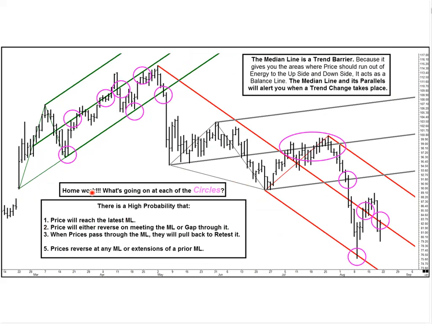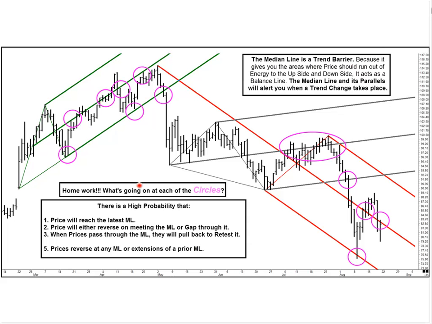But do yourself a favor, print this slide out. You can even go back, look, this must have been 2011. You can go back and print this out. This is daily continuous crude oil. Print it out and put these circles on the chart. First of all, draw on the median lines. Put these circles on the chart. See if you can figure out what's going on.